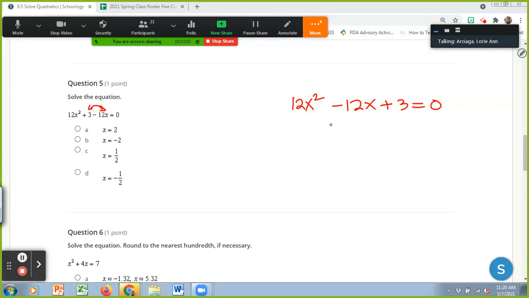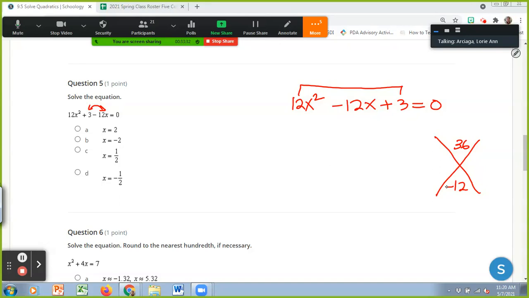Okay, all right. So I had to switch them around, and now we can do the multiplying thing again that we did earlier, right? So 12 times 3 is 36, correct? There you go. And the middle one is negative 12. Can you help me with that? What number is multiplied to 36 but adds to negative 12? Anybody?